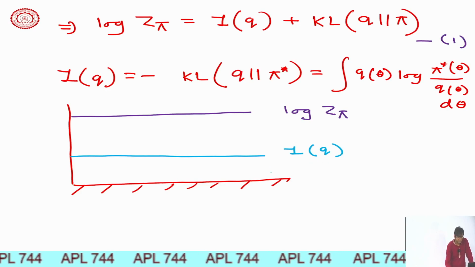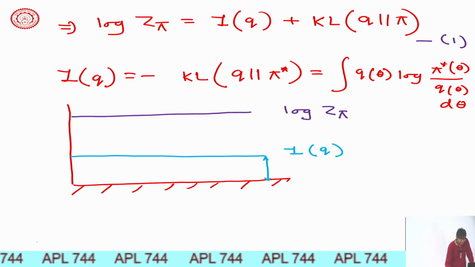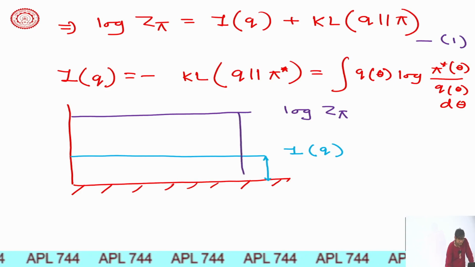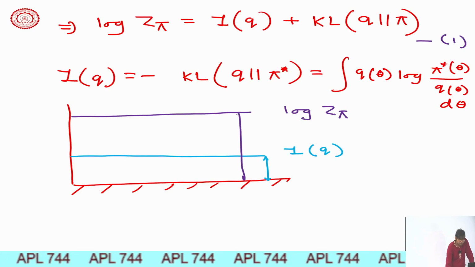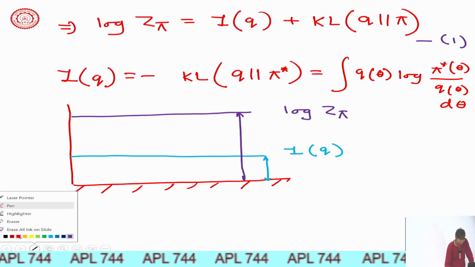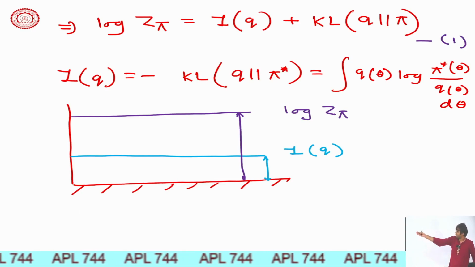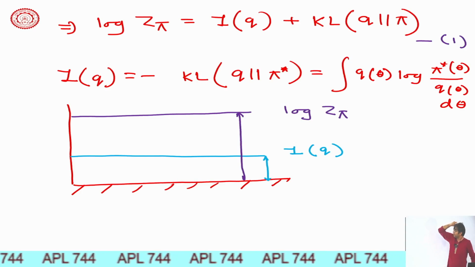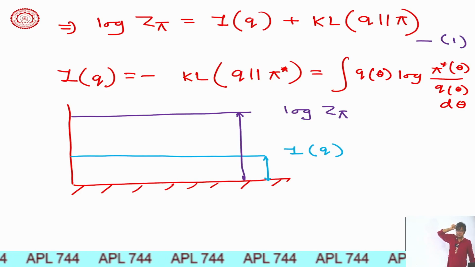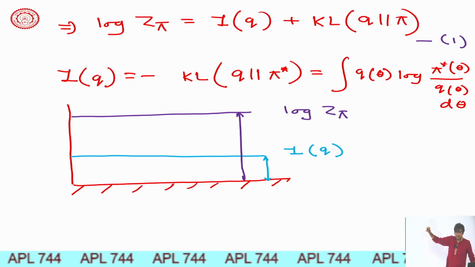Okay. So, L of q, I am measuring from here, and log of z pi also I am measuring from here. Now, in the diagram, can you tell me what is KL between q and p? Some other color I want, green. So, now in the diagram, what is KL between q and pi? It is the difference between log of z pi and L of q. So, the difference between the two lines is my KL divergence.